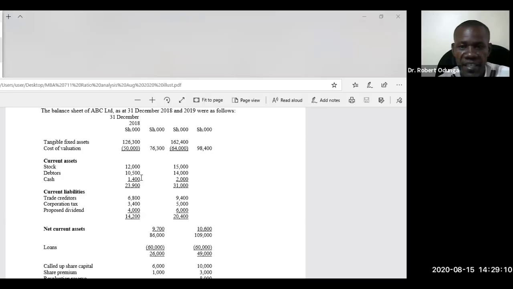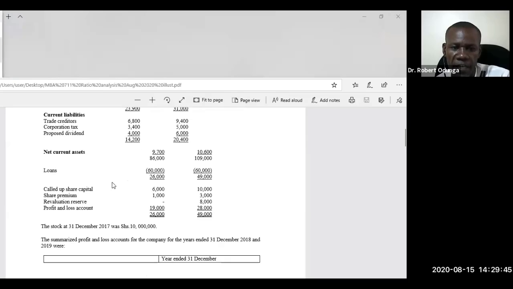plus the closing figure for debtors is 14,000. All right, which we can see here. This is 14,000 and this is 10,500. All right, and so this can give us the average. And then we also need to get our credit sales for the year, and that one is gotten from any additional information, if we have any.